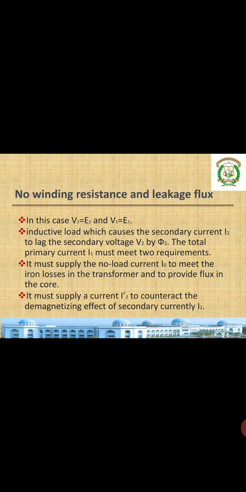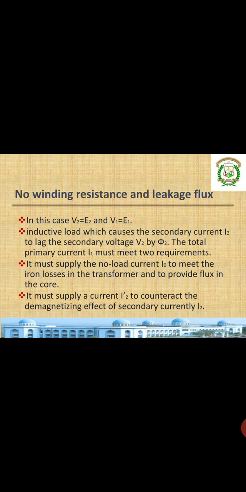So the first case we are seeing is no winding resistance and leakage fluxes. In this case we can assume that E2 is equal to V2, meaning there are no winding resistances. So the induced EMF in the secondary is the same as the terminal voltage of the secondary, and the same applies to the primary, where applied voltage is equal to the induced EMF. Inductive load causes the secondary current I2 to lag the secondary voltage V2 by phi2. So the total current I1 must meet this requirement. Whatever I told you, when I2 is generated, to counter the effect, I1 must meet two requirements.